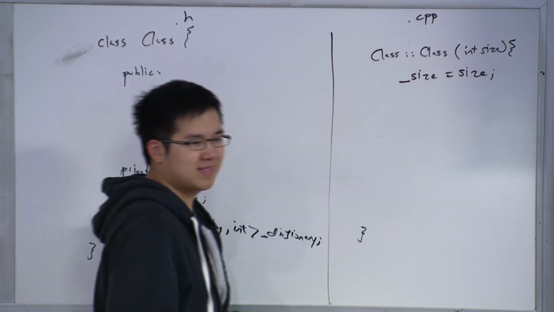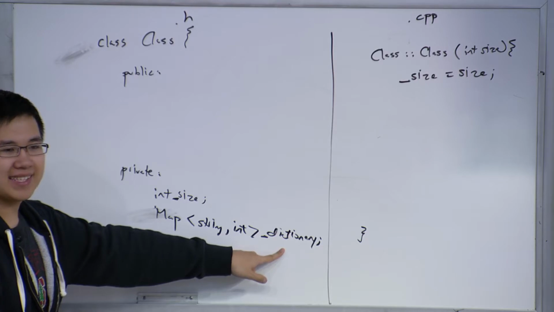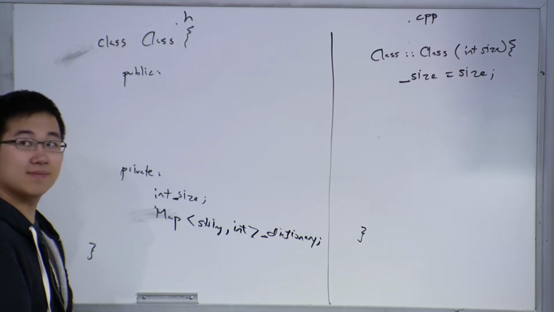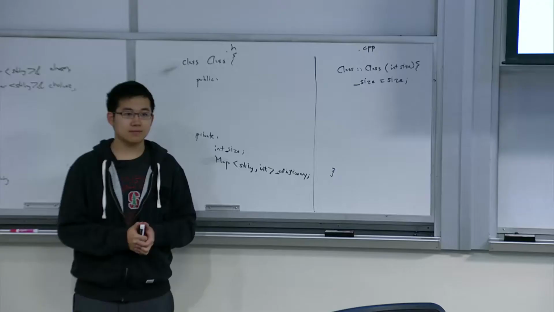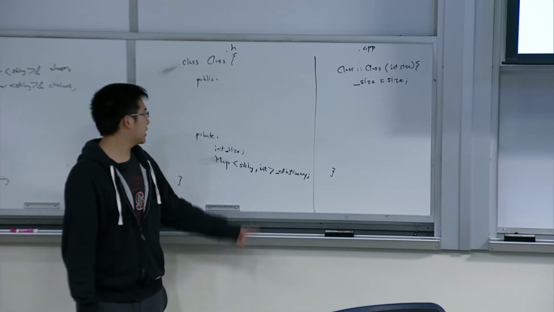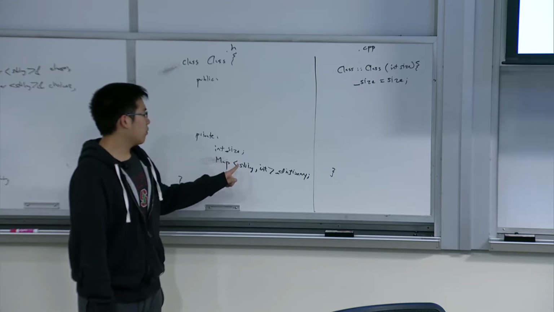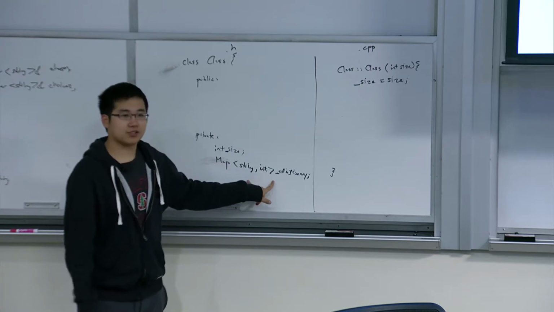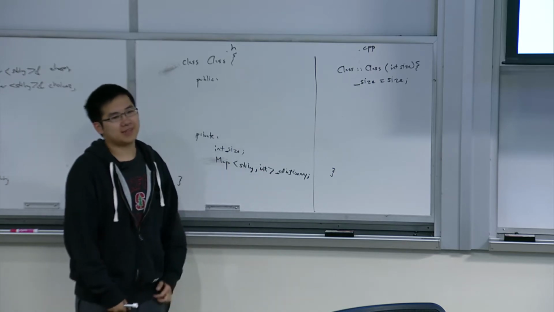Now you don't have to initialize the dictionary, because the constructor for the map is already doing that. For objects, it already calls their constructors, so you don't have to initialize them explicitly.